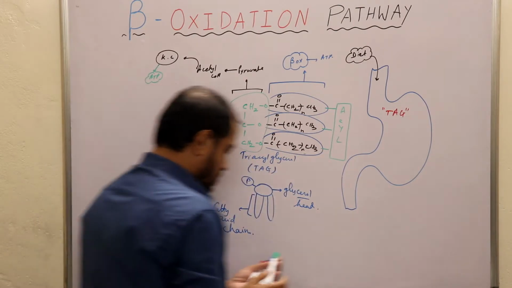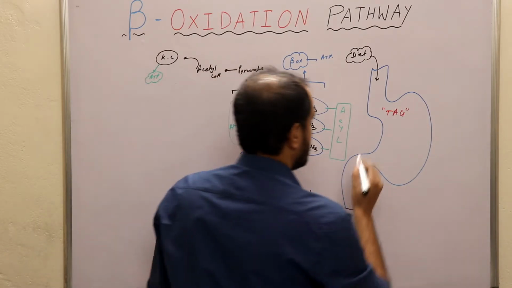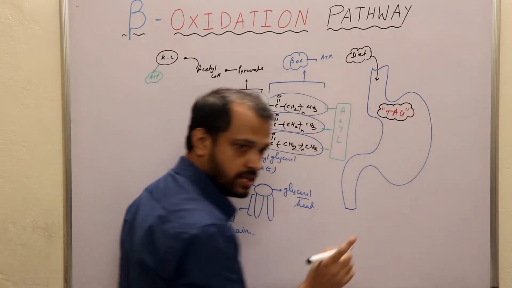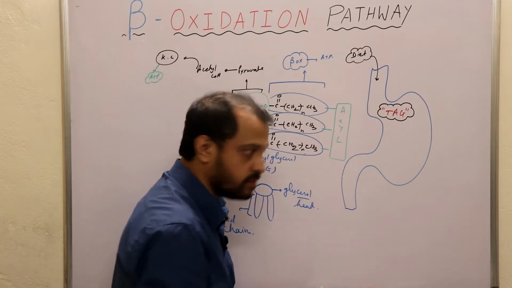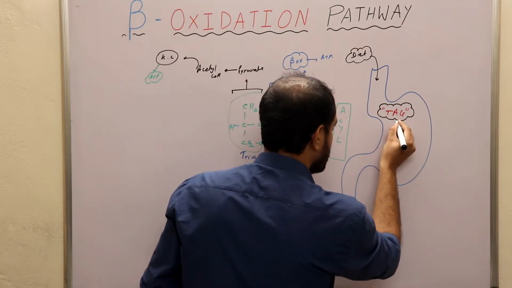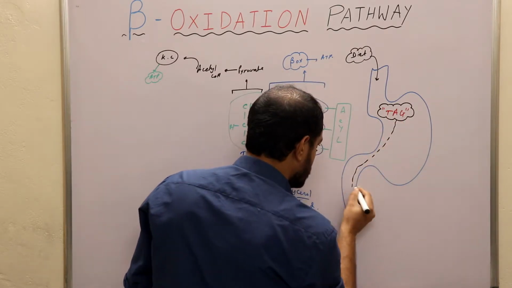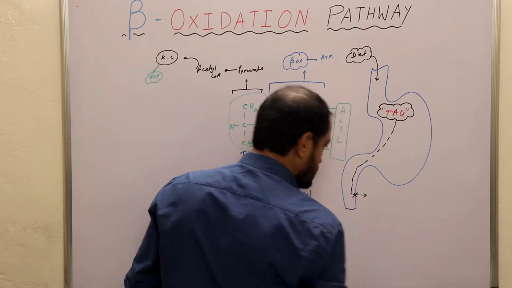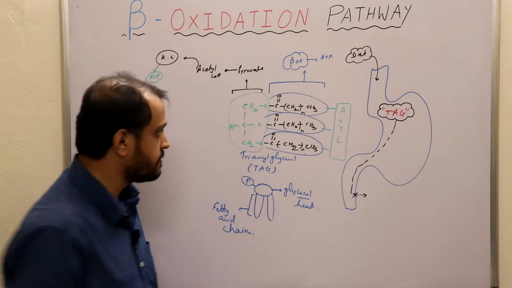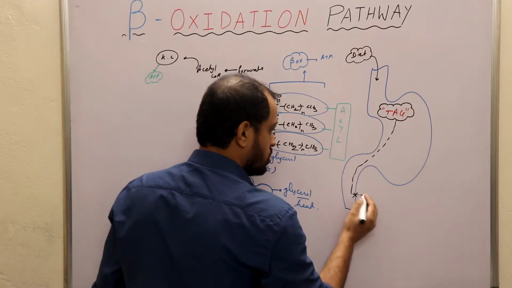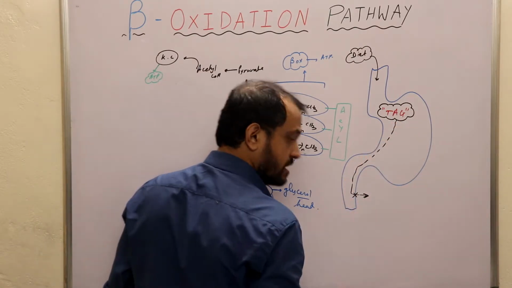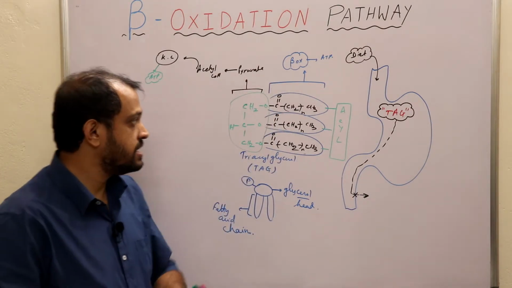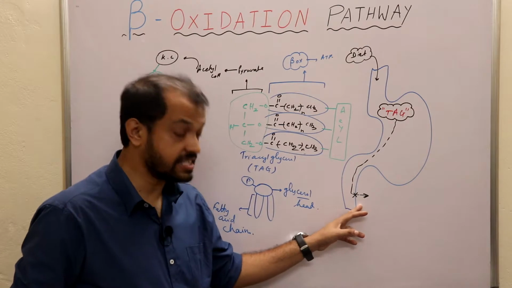Now, you should always understand that there is no mechanism in our body by which a whole TAG molecule can be absorbed. TAG is generally absorbed in the small intestine, but there is no direct mechanism by which TAG is absorbed into our body. So what is the basic mechanism by which TAG is absorbed in our body?